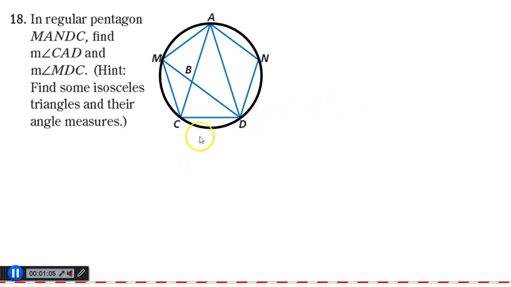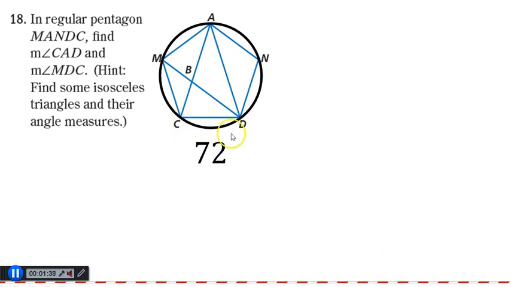And what I'm going to do here is, since I want to find angle CAD, this arc DC is the intercepted arc of that angle, and all of these arcs, like D to C, C to M, M to A, A to N, and N to D, all have to be the same measure because this is a regular pentagon. So there are five of those arcs there. There are 360 degrees total. So therefore, this arc from D to C has to be 72.